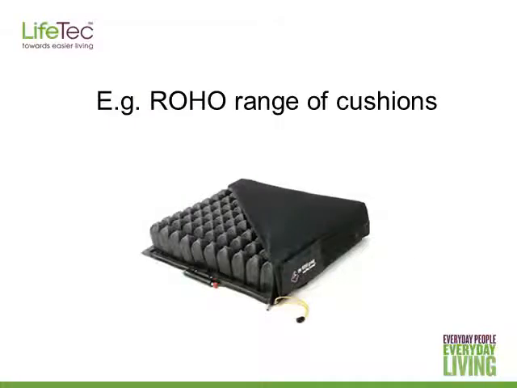RoHo is one of the static, non-powered options. It uses what the supplier refers to as dry flotation technology. Air moves within the interconnected cells according to shifts in body weight. It distributes interface pressures across the cushion surface and away from peak pressure areas. The design of the individual cells is such that each cell moves independently with the user to allow it to adapt to the shape of the user, which reduces shear and friction as the user moves.